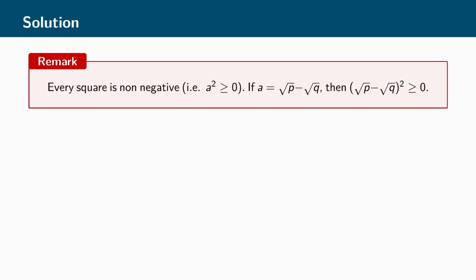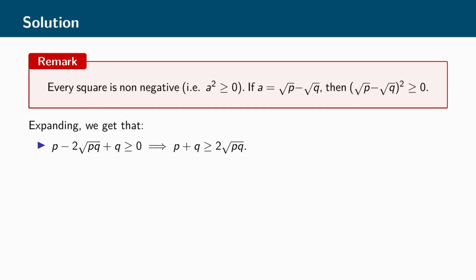We will now remark that every square of a real number is non-negative. That is, if a is a real number, then a square is non-negative. So if we let a be root p minus root q, then we have that (root p minus root q) whole square is greater than or equal to 0. Expanding, we get that p minus 2 root pq plus q is greater than or equal to 0.